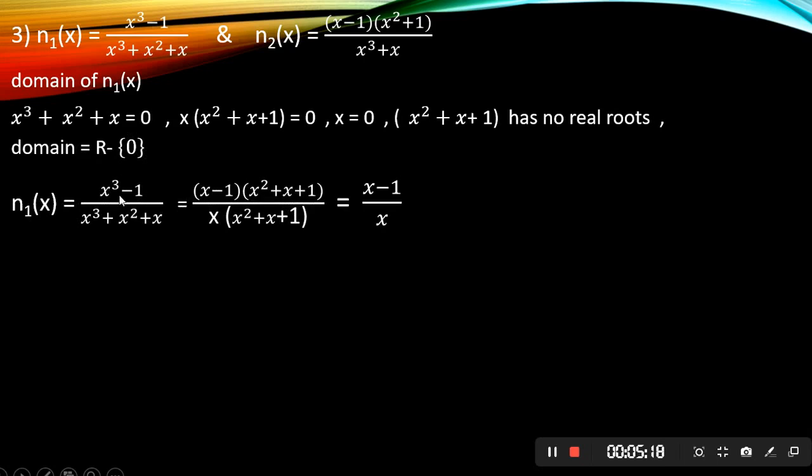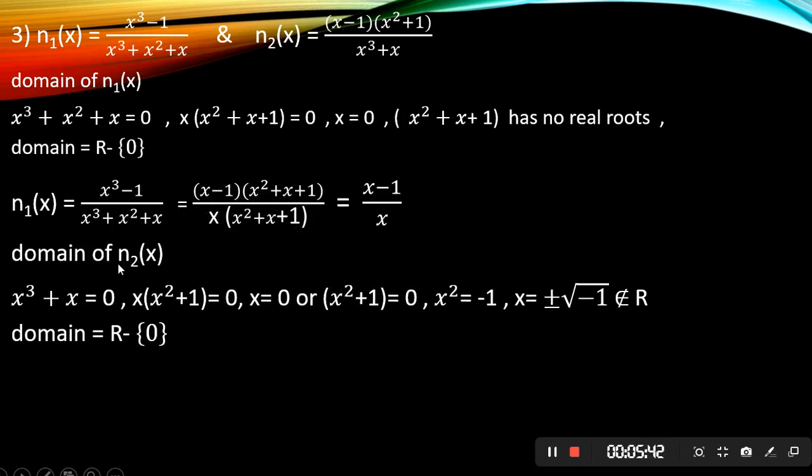To simplify, the difference between two cubes gives me these two brackets: (x - 1)(x^2 + x + 1) over, here I will take x out, x(x^2 + x + 1). I can cancel this bracket with that, so the answer will be (x - 1)/x.